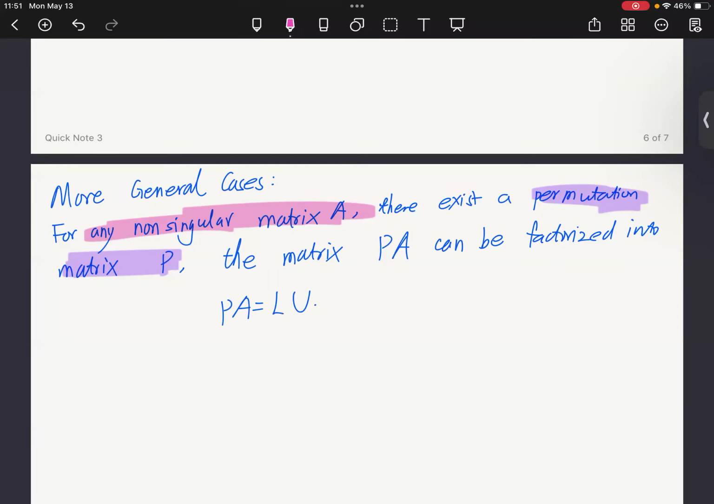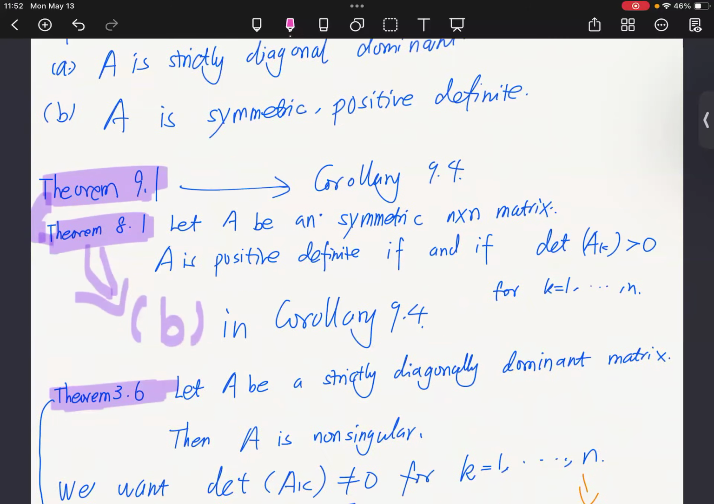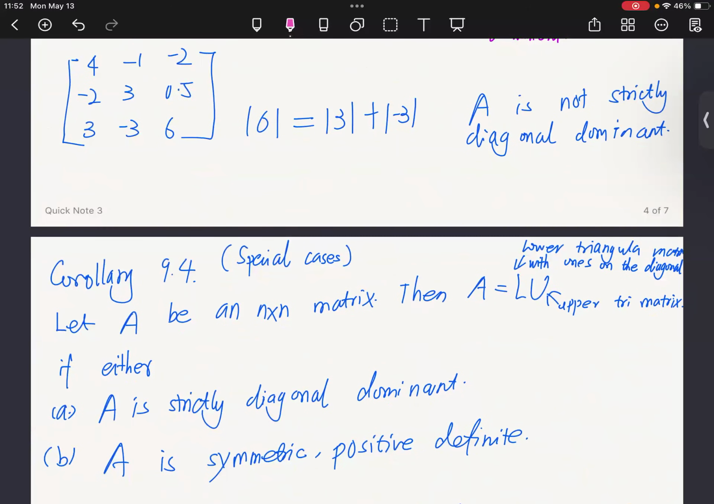This is for any non-singular matrix A, but this is a more advanced topic, and it will not be on the exam. So this is all we want to mention today, and next time we are going to talk about the Cholesky factorization. And these theorems are things you need to memorize: Theorem 9.1 and Corollary 9.4. You need to apply them to concrete examples to determine whether you have an LU factorization, the basic case.